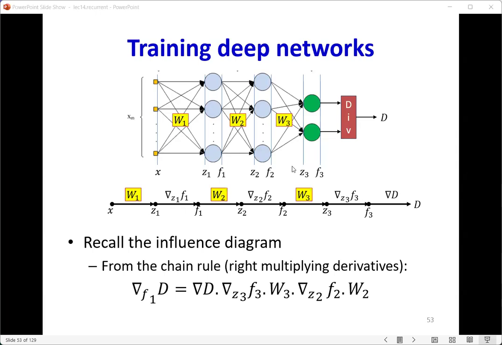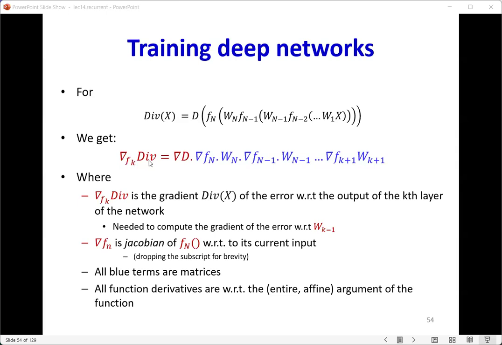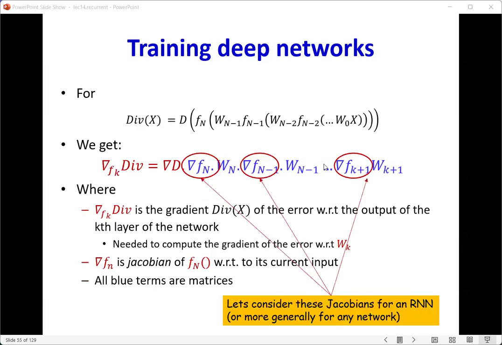Okay. So this is what happens, right? The derivative of the divergence with respect to the output of the kth layer, somewhere in between, is just a sequence of right multiplies of Jacobians and weight matrices. All of these are matrices. Both the weight matrices and the Jacobians are matrices, right? So first, let's analyze what happens when you pass the derivative backwards through a Jacobian.